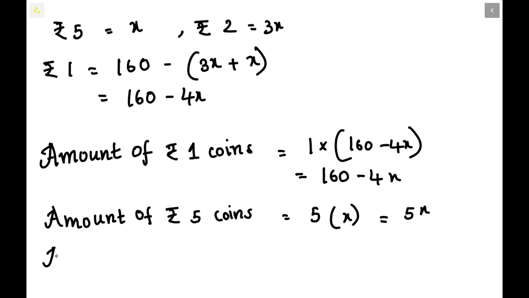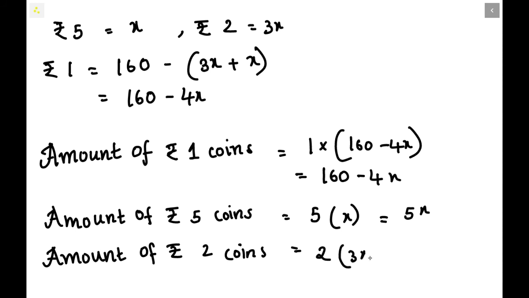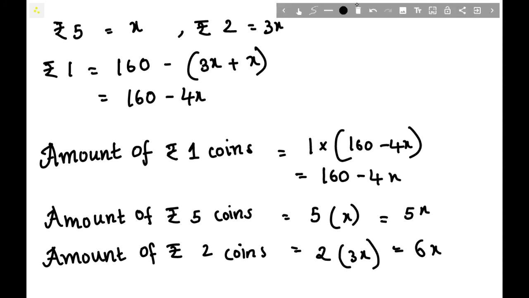And the total amount of 2 rupees coins is 2 into 3x, because we know from the statement that the 2 rupees coins are 3 times the 5 rupees coins. That will be 3 times x. The 2 rupee coin value is 2. So 2 into 3x will be 6x. So this is the total amount of 2 rupees coins. We have found the total amounts. Now let us solve the problem.